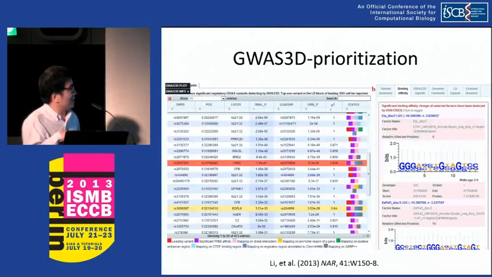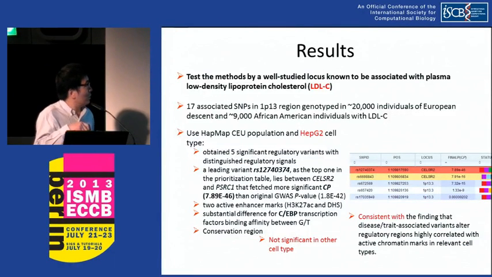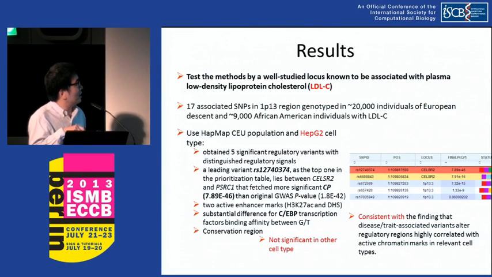This is the interface of our result. Once you give the list of the SNPs, we can give you those, and also function annotation. Here's the example. We use this LDL-C example. We have the publication giving us 17 associated SNPs in this region. And after our pipeline, we found 5 significant regulatory variants.